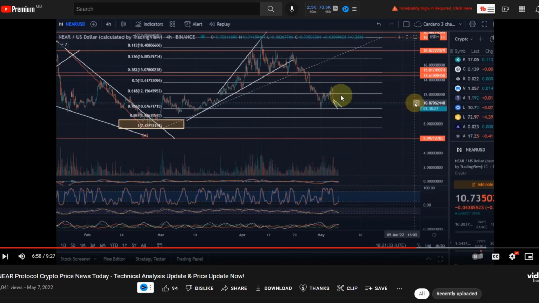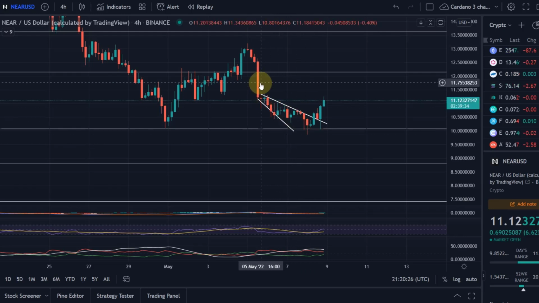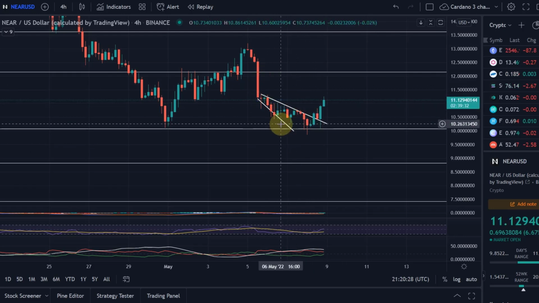So we were obviously coming down to a very important support at the 78.6% Fibonacci level at $10. And what happened? Well, we actually had that breakout out of this bullish pattern that we had on the chart, a descending broadening wedge, which is generally considered a more bullish pattern. Of course, as I said in the video, we always need to wait for a breakout point.